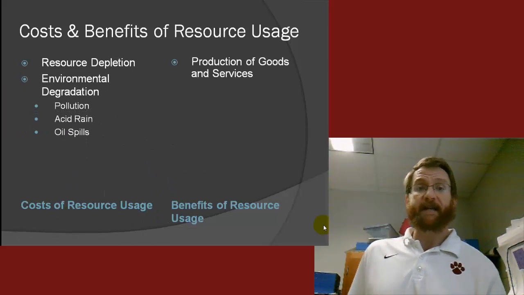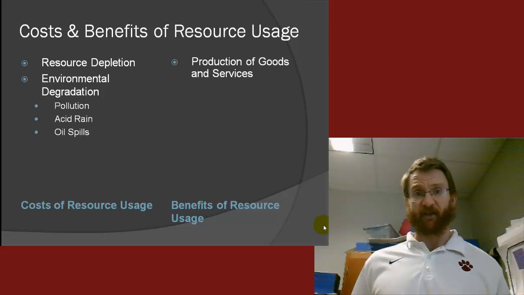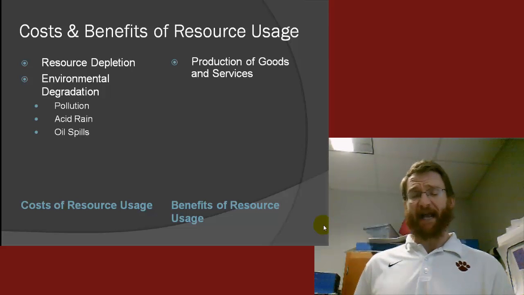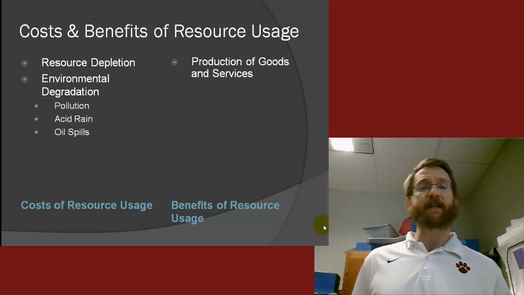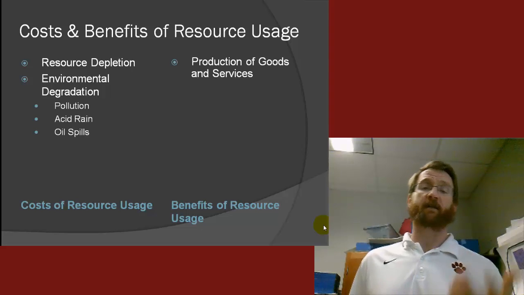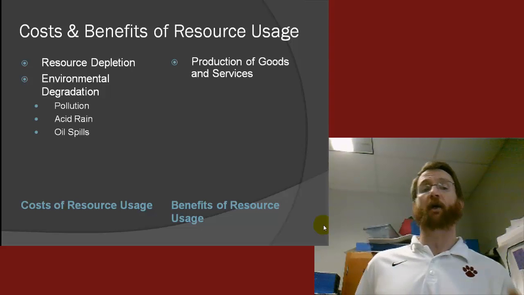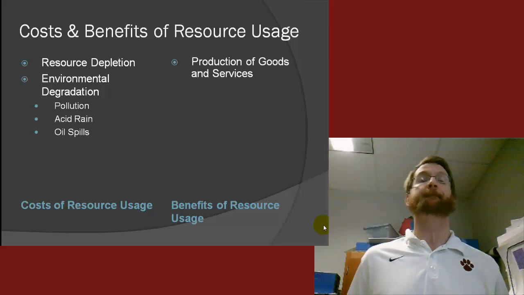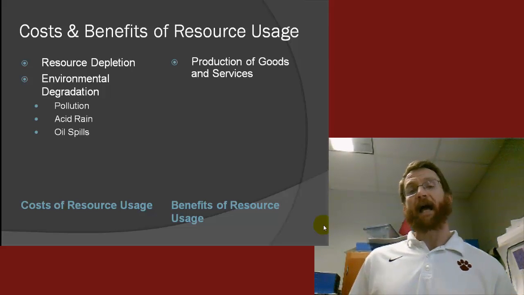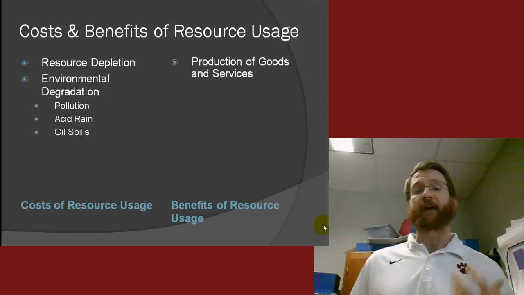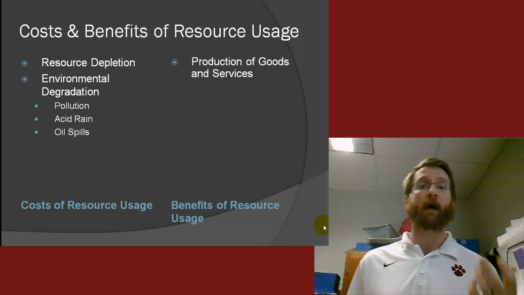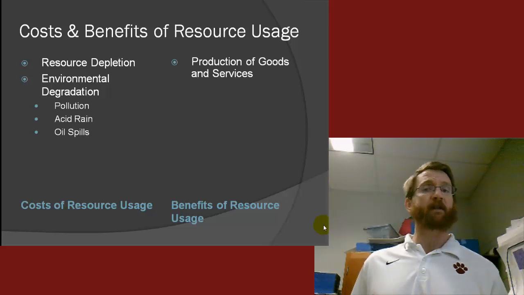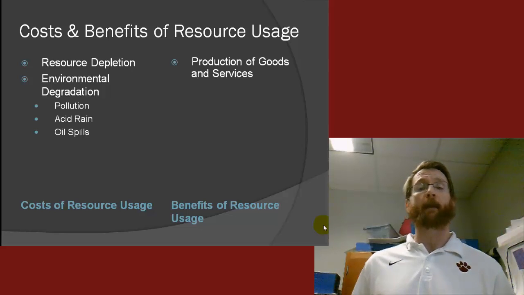Negatives: environmental degradation, okay, pollution, acid rain, oil spills are all negatives to using resources. Here in Augusta County, they're talking about building a pipeline through Augusta County. A lot of people are really worried about environmental degradation to our agrarian county, and they don't want to see our countryside torn apart by that pipeline.